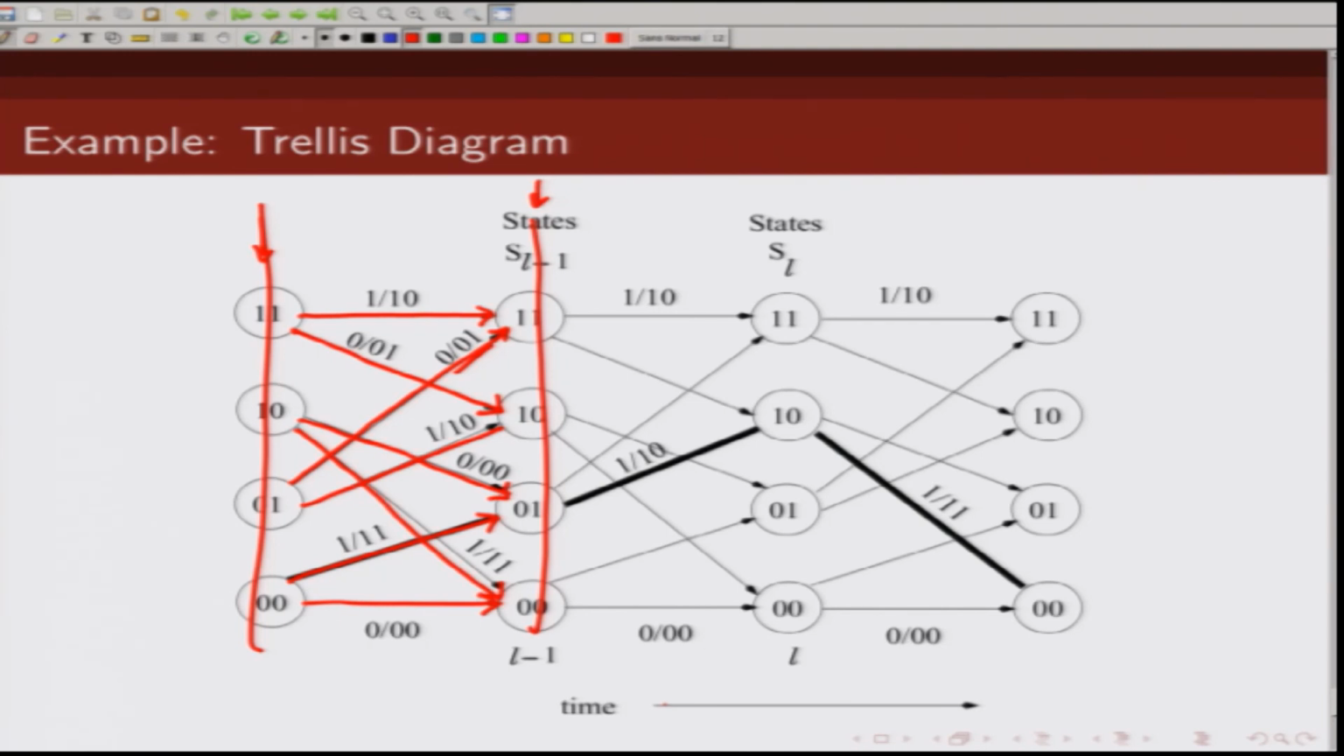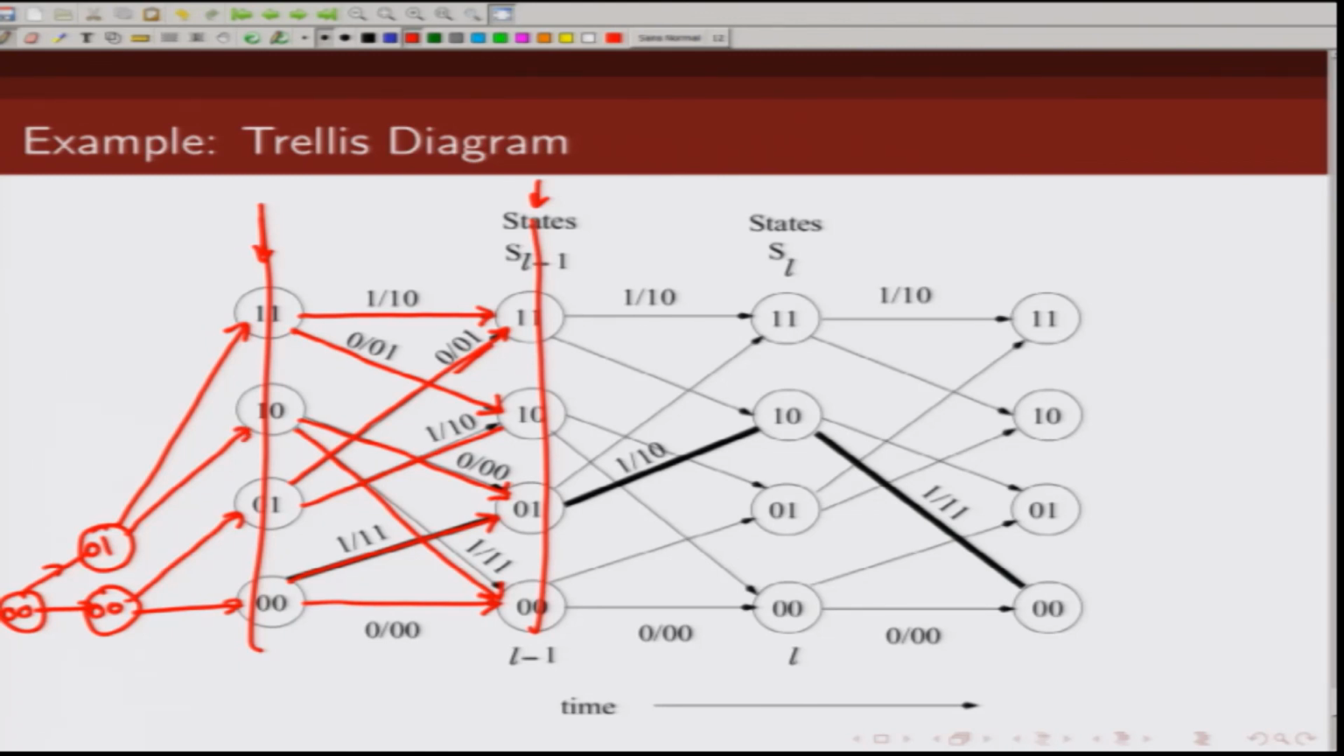For example, initially let us say your convolutional encoder is in all 0 state. So, in that case what is going to happen? You are in all 0 state, let us say all 0 state is 0 0. If you get a 0, you move to 0 0, and if you get a 1, you move to 0 1. And next time instance, if you are in 0 0 state, you move here, and if you get a 1, you move here. Similarly, if you are in 0 1 and you get a 0, you move to this state, and if you get a 1, you move to this state.